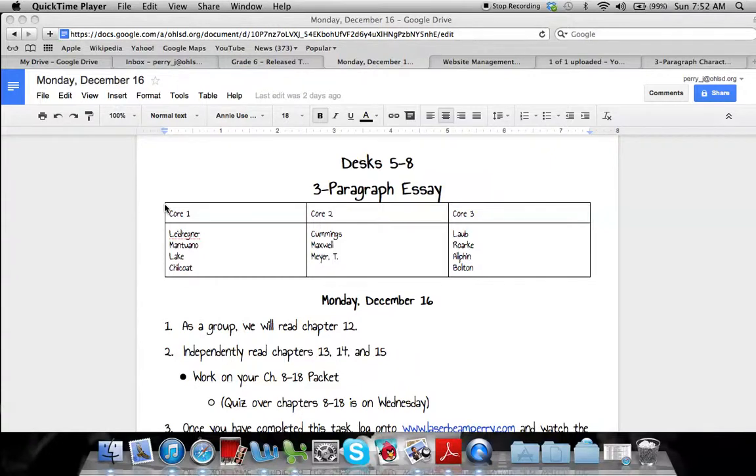Good morning. If you're in desks 5 through 8 and your name is right here on my screen, then you are going to be writing a 3-paragraph character analysis. So after you're done with today's reading in your packet, you're going to move on to write your character analysis.